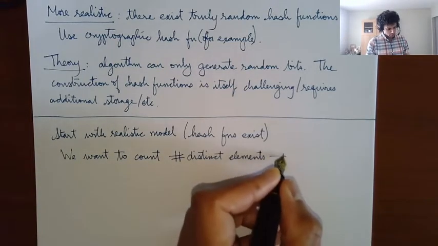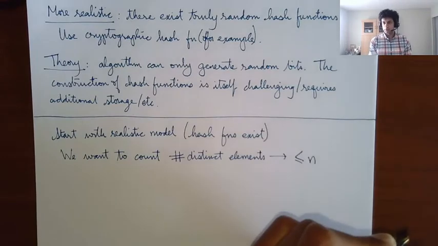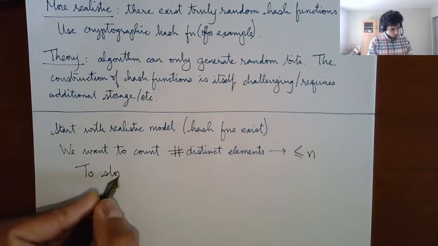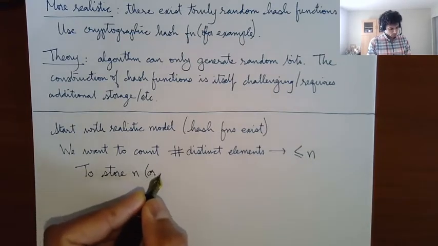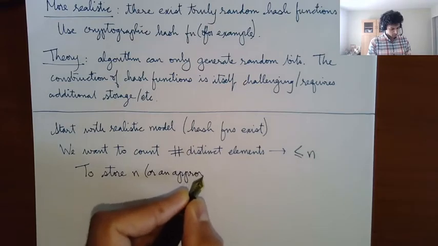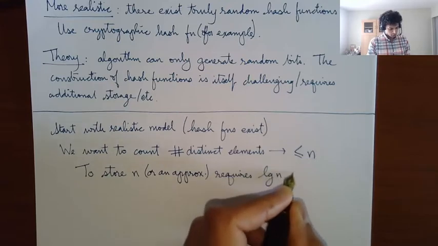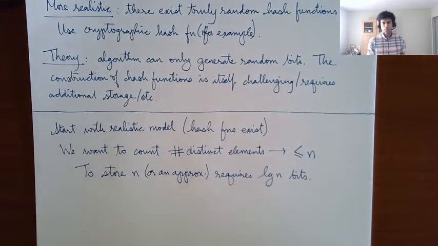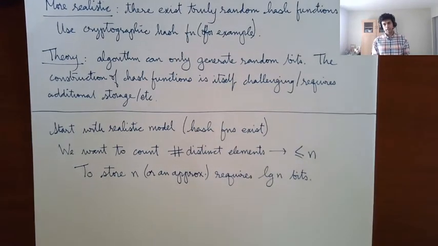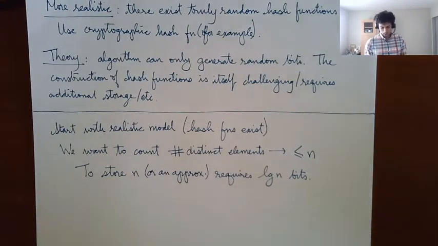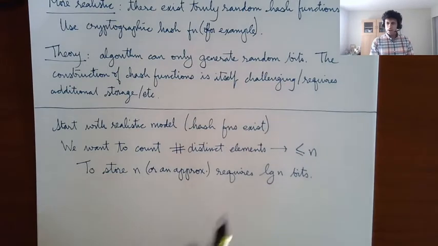And this number is obviously at most n, which is the size of the universe. So to store n, or an approximation, requires log n bits. Just to store the actual number. And you should think of n being astronomically large. Like n might be in the billions or so. How can you do better than log n?